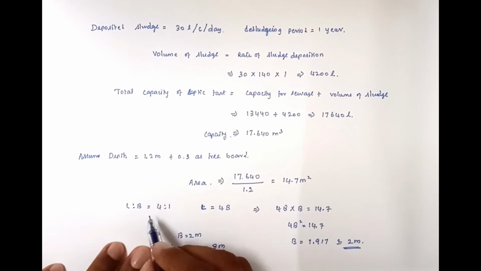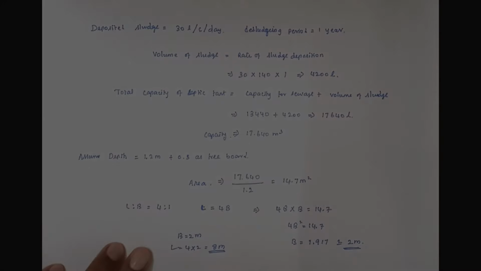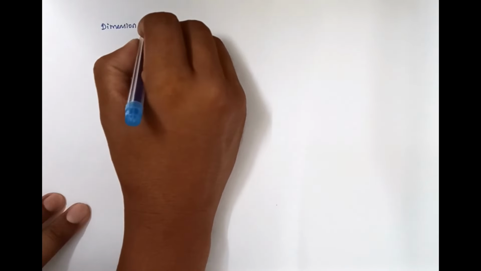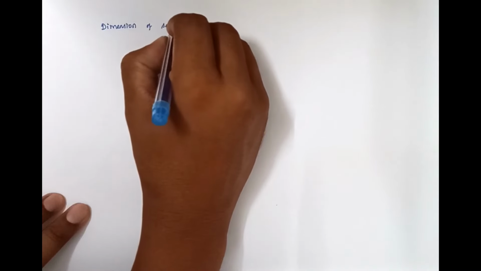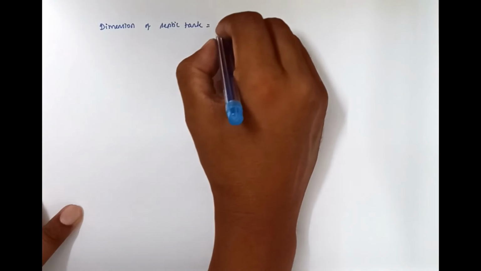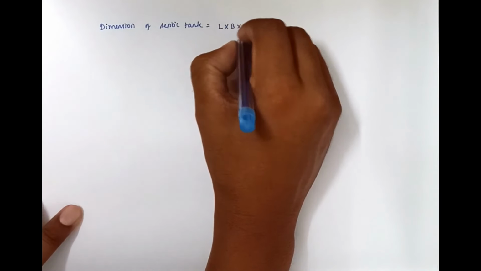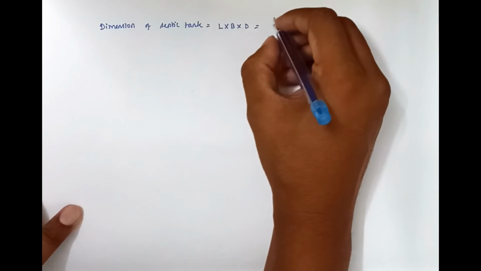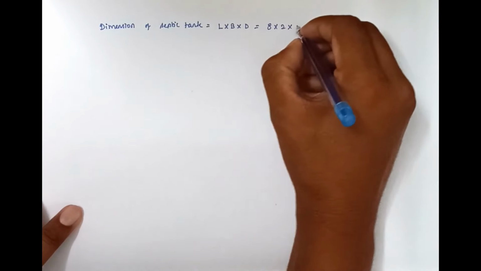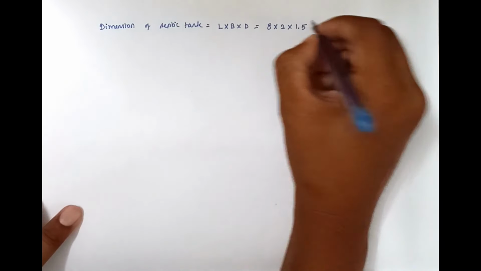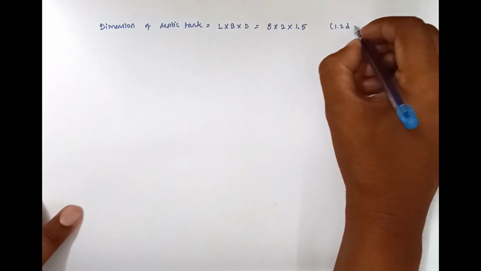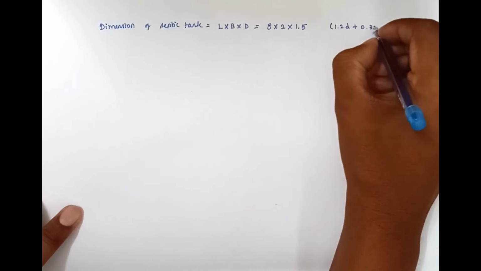Now the dimensions of the septic tank are length into breadth into depth. Length equal to 8 meter, breadth equal to 2 meter, depth equal to 1.5 meter. Of that 1.5 meter, 1.2 is the effective depth plus 0.3 meter freeboard.